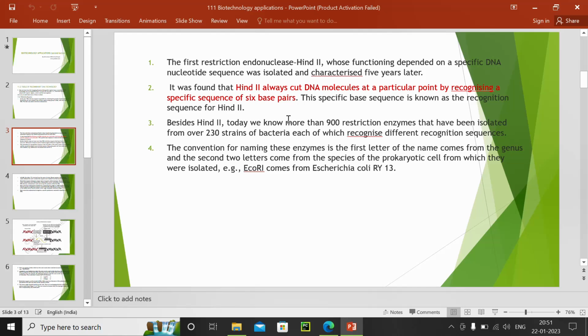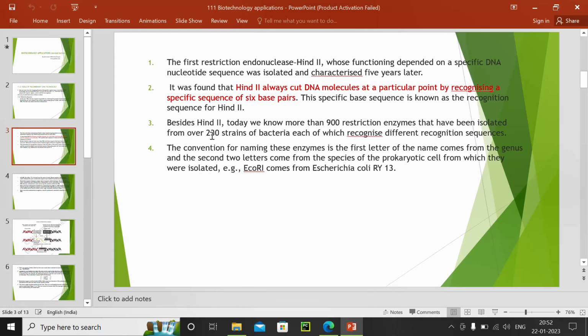The specific base sequence is known as the recognition sequence. Where these six base pairs come, it is called a recognition sequence. Why is it called a recognition sequence? Because this sequence was recognized by Hind II, and after its recognition it cuts at a specific location. Therefore it is called the specific recognition sequence of Hind II.